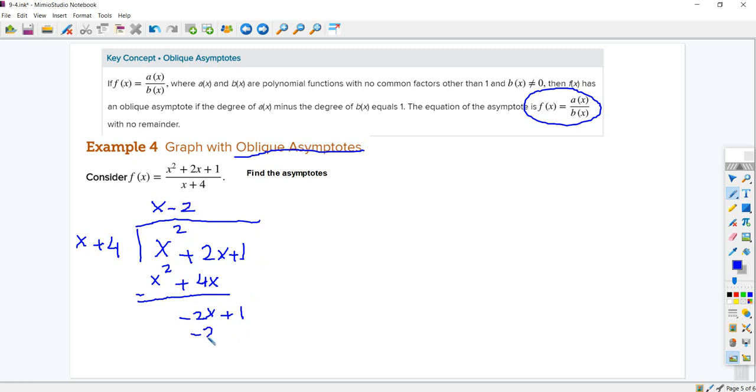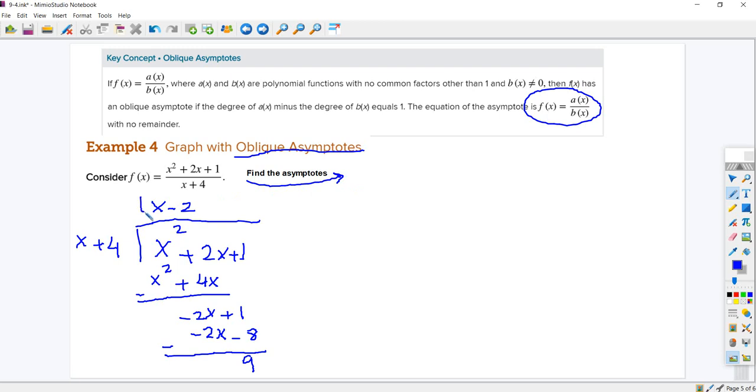So here, -2 times x is -2x. -2 times 4 is -8. And when you subtract it, they cancel. 1 minus -8 is just 9. Remember, we learned this one in unit 6. So this question can be written like this.